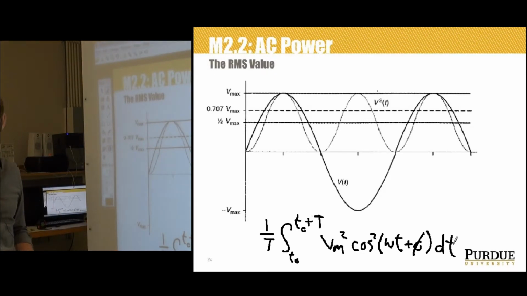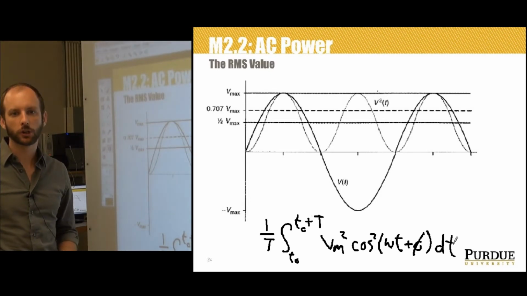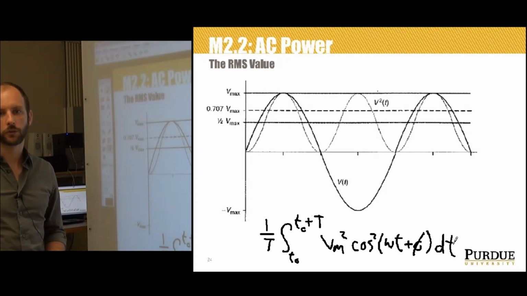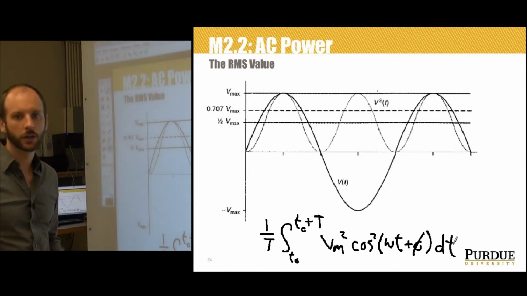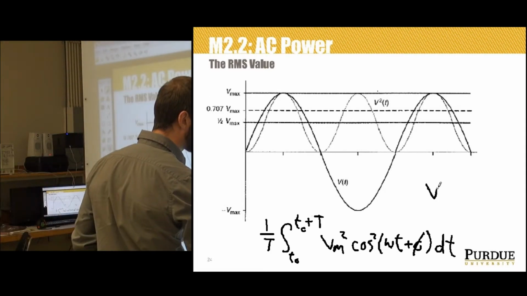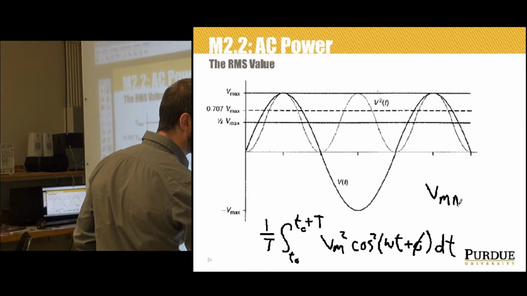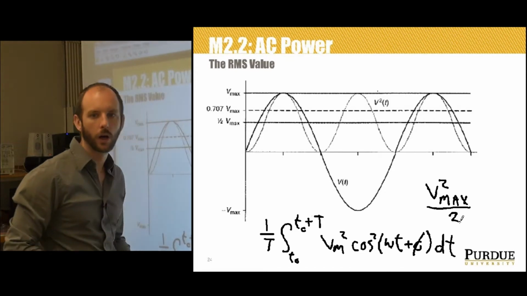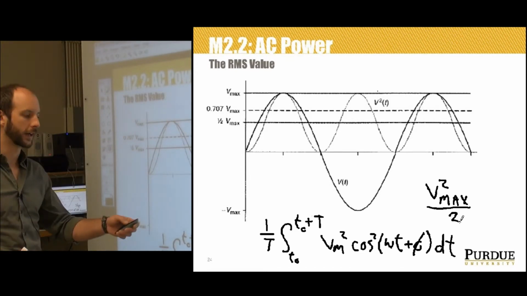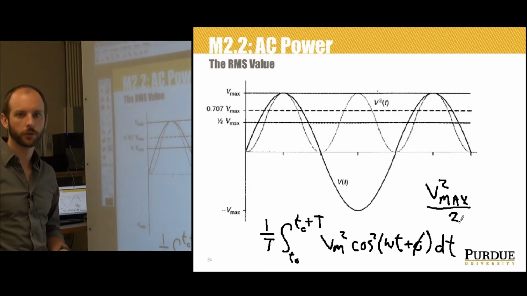So that's average value. Although this equation looks complicated, the result of this mathematical formula is relatively straightforward. It's just Vmax squared over 2. So not too bad if you were to actually carry that calculus out.